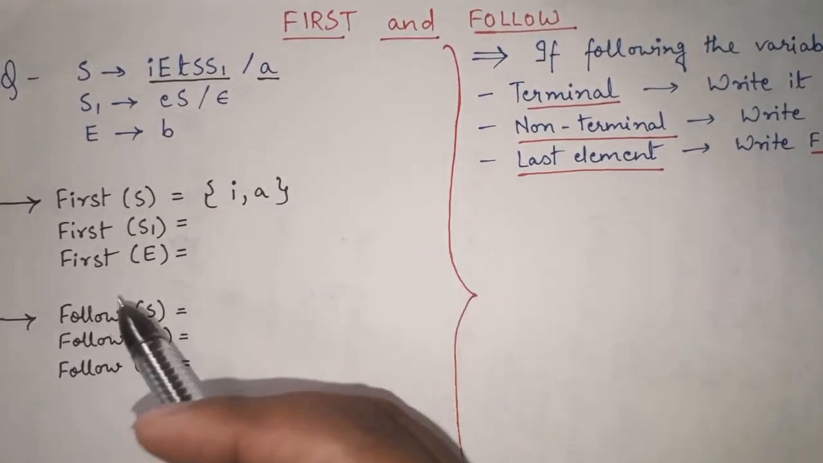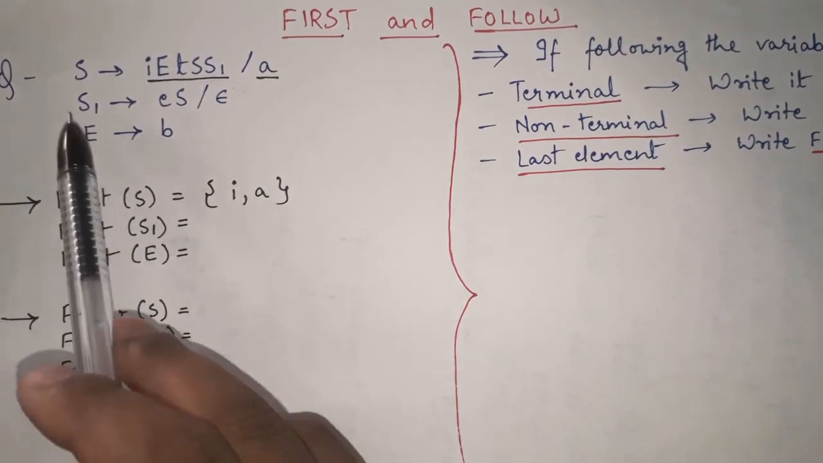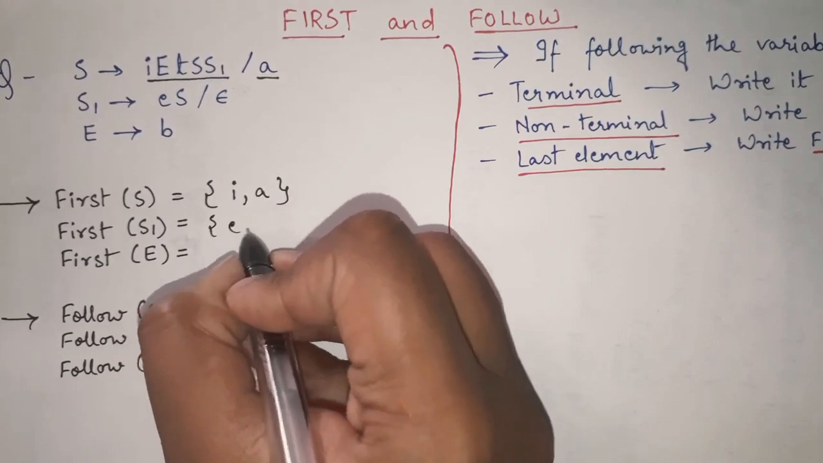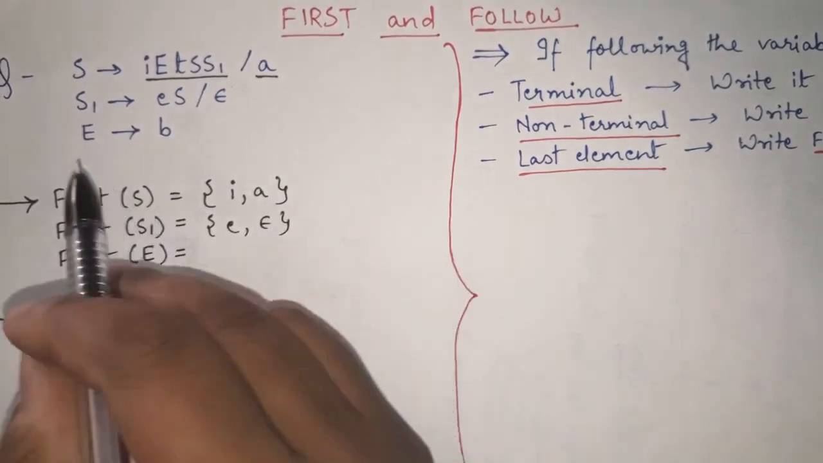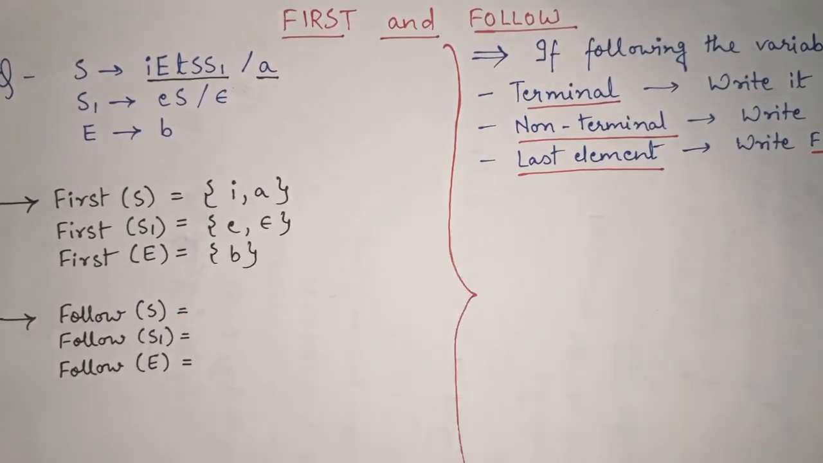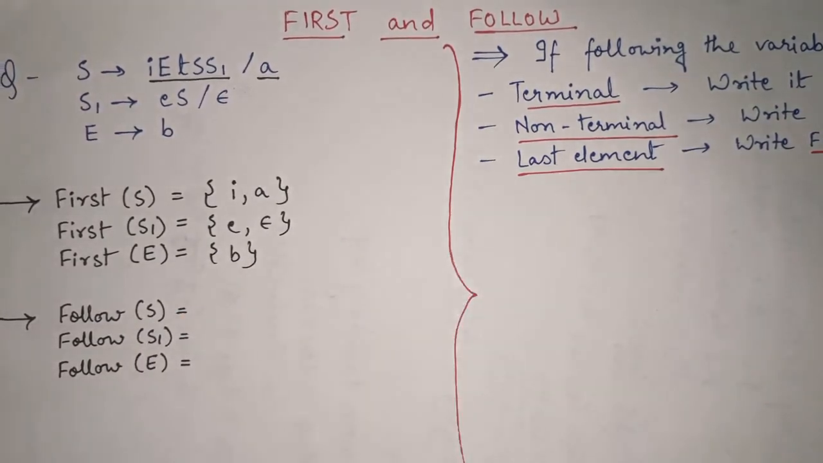Fine? So it is easy. Then first of S1 is small e and null. Then first of E is only B, so B. So these are the set of first. It is very easy. And then we are having follow.